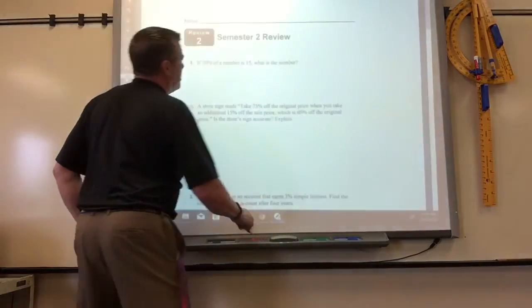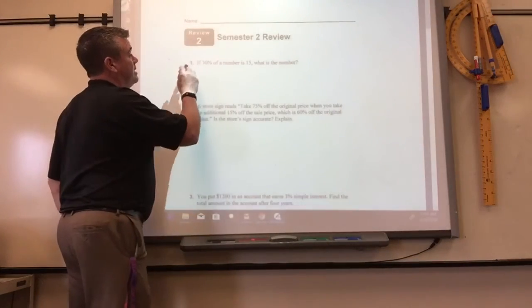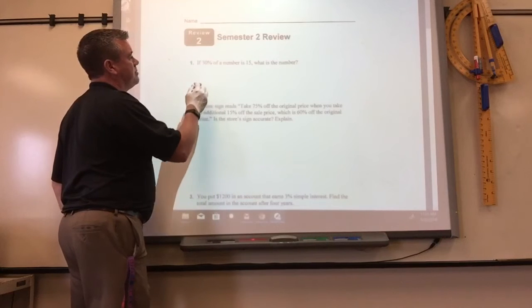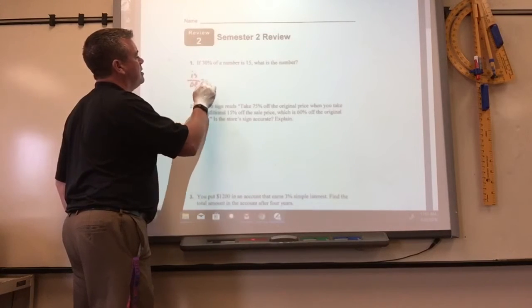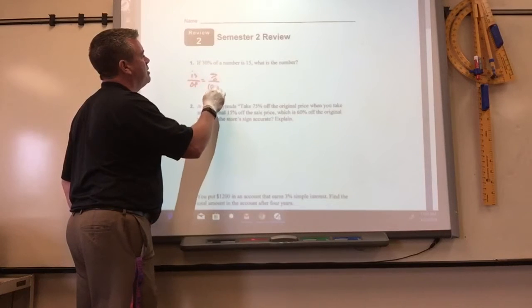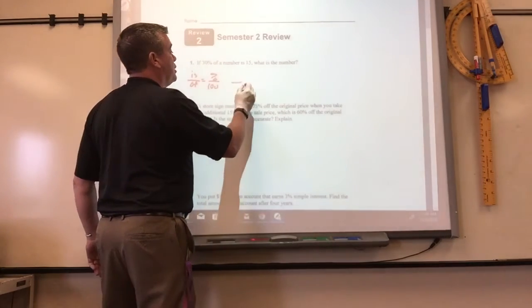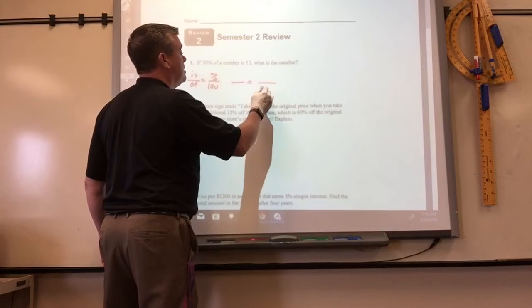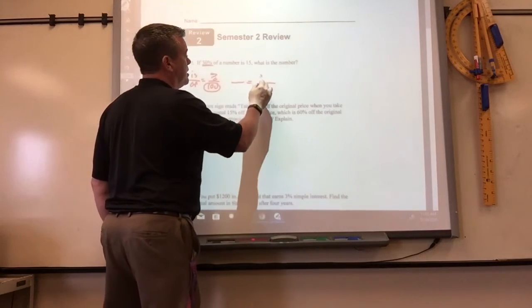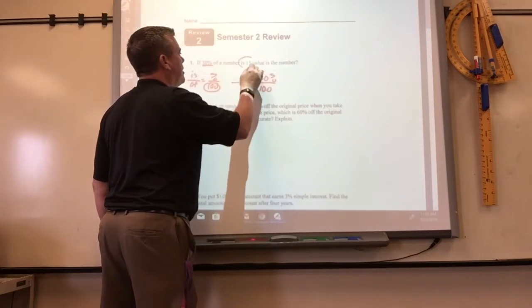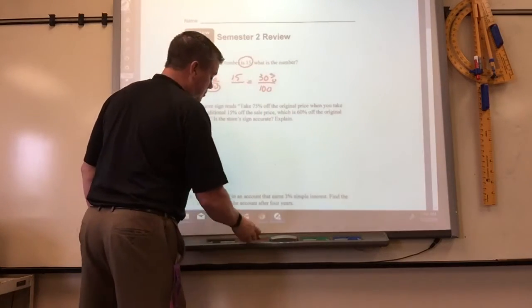All right, first number, you could do two different ways. You could do a proportion. Remember, it's is over of equals percent over 100. So when you do that, the 100 always goes there. The percent is always there. It's given to us. And there's the is number.